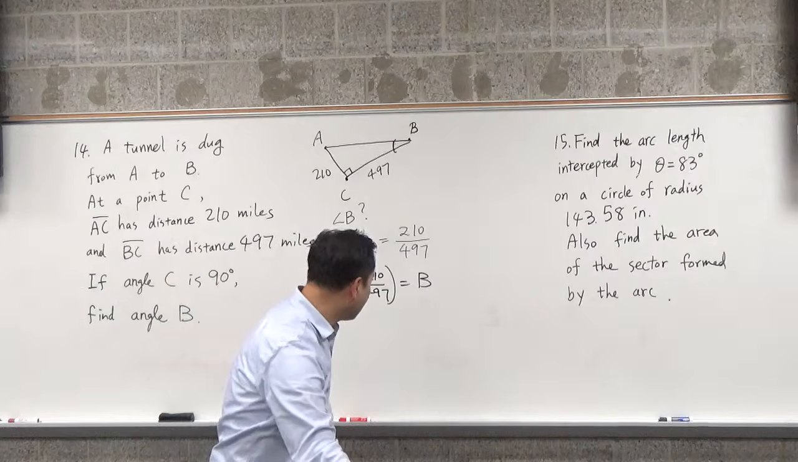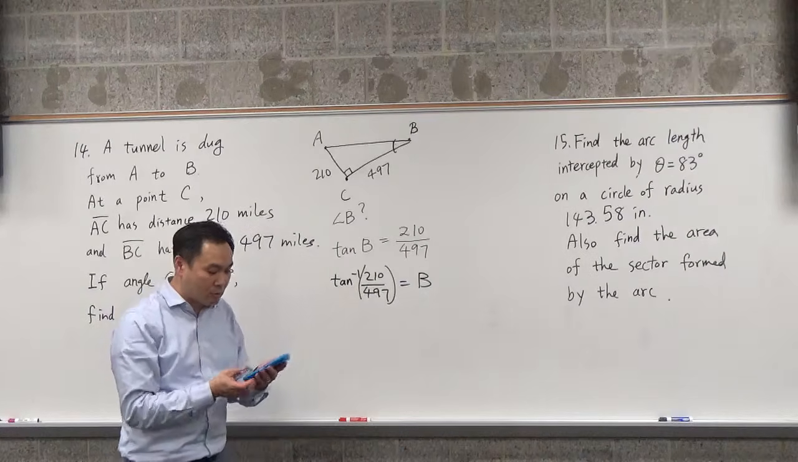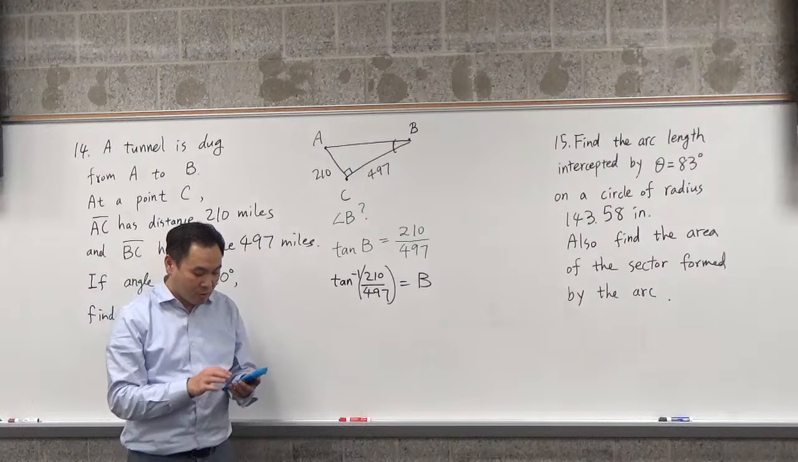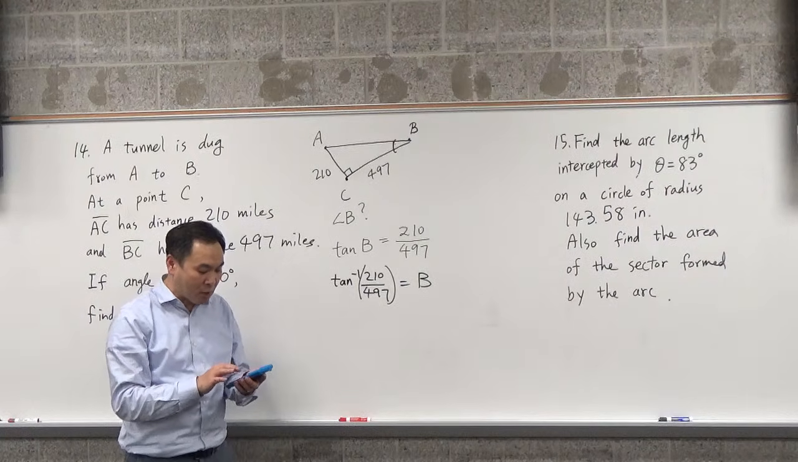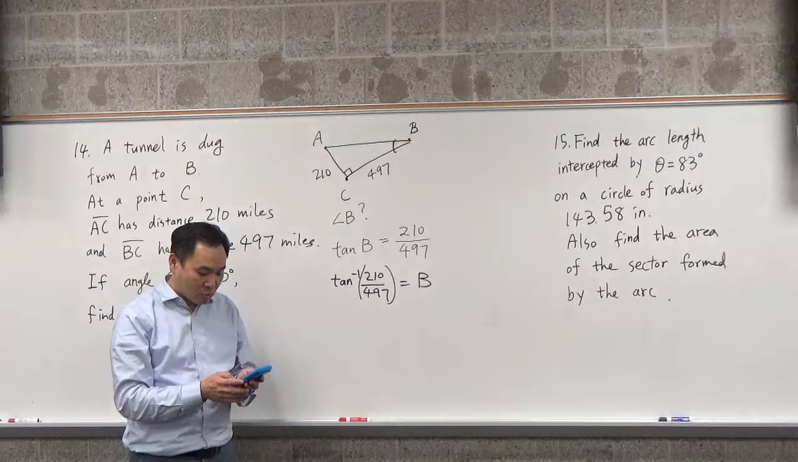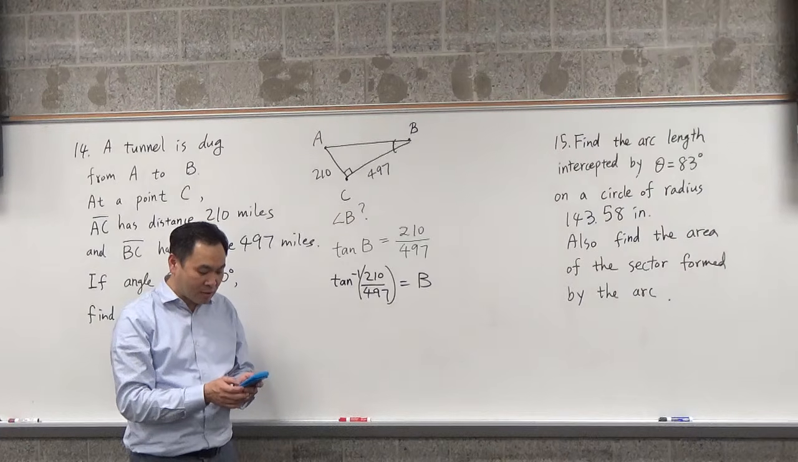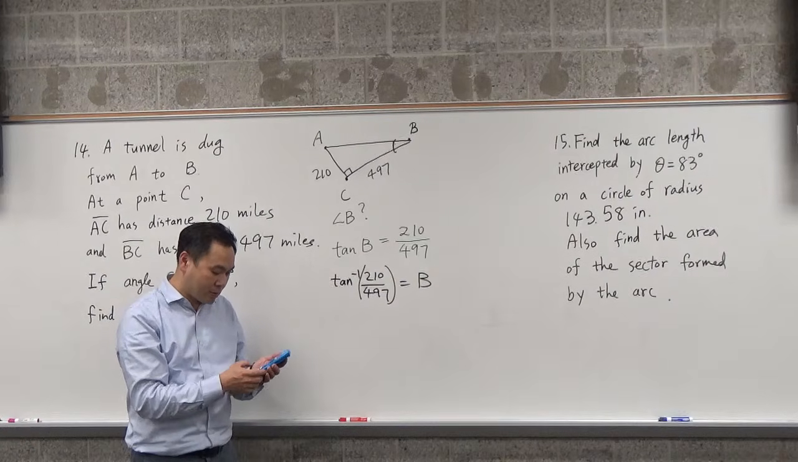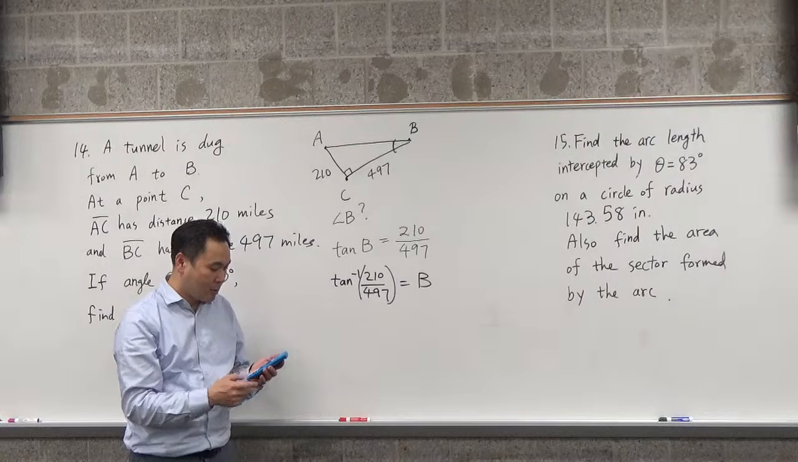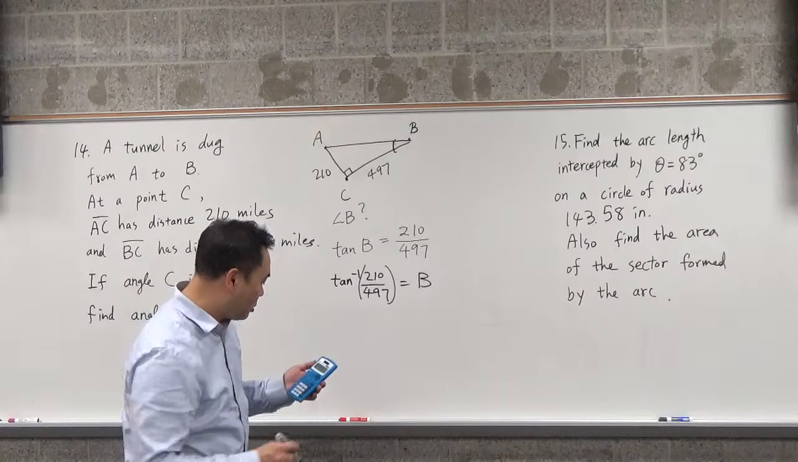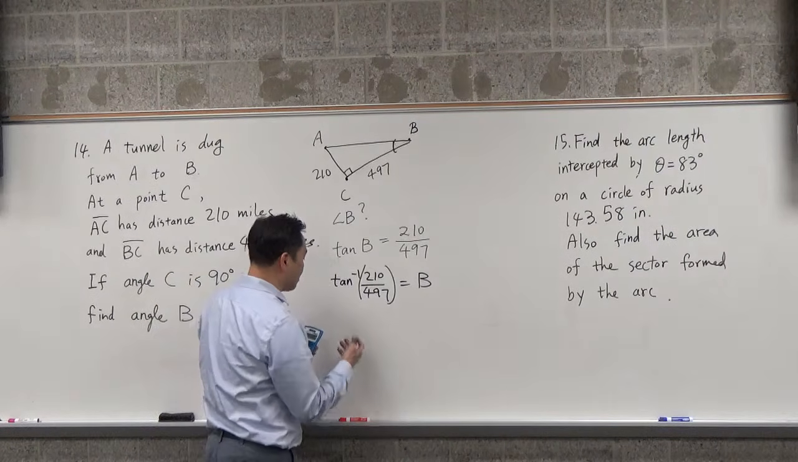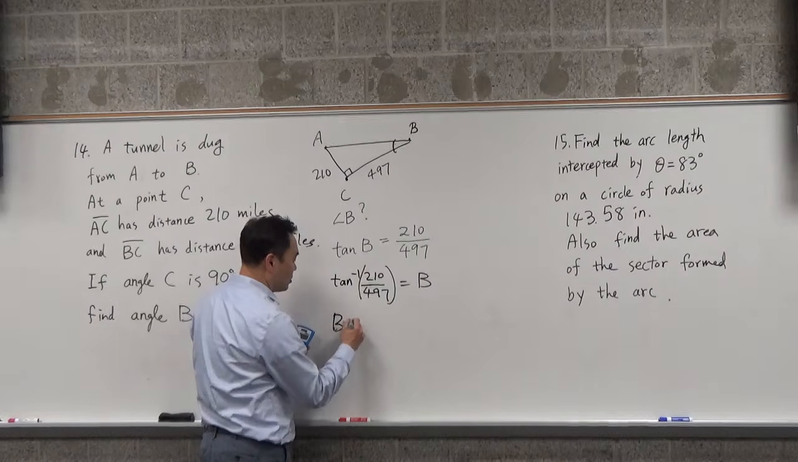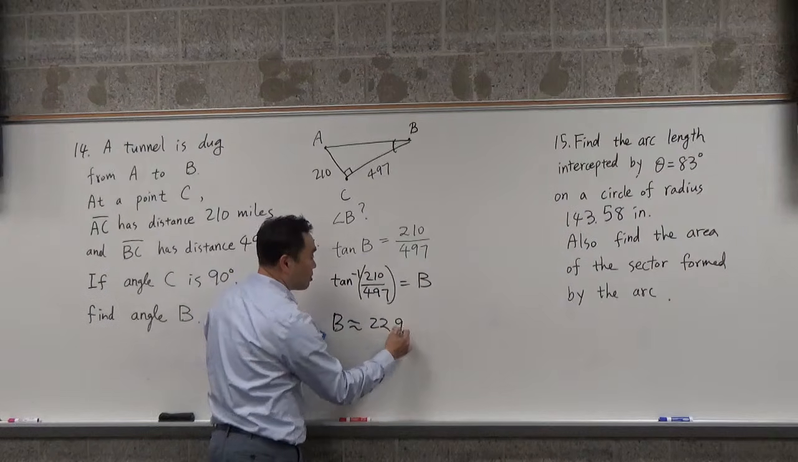Let me do it. And again, make sure that you're in degree mode, because in these word problems, they require degrees. So what I'm going to do is I'm going to do second tangent, that's the tangent inverse in this calculator. 210 divided by 497, and that gives me 22.9 degrees. So B is about 22.9 degrees.